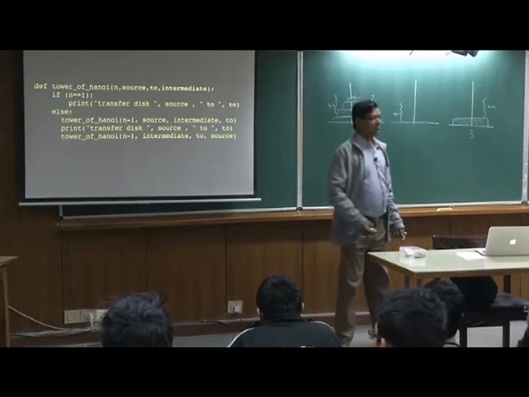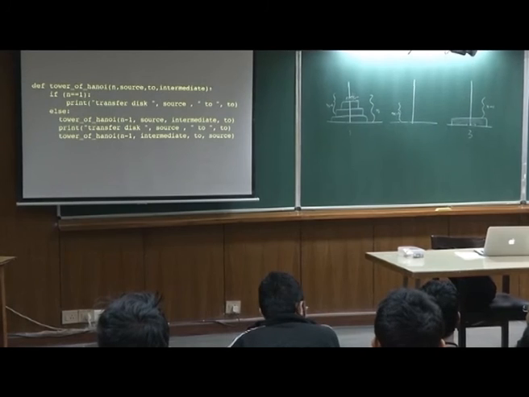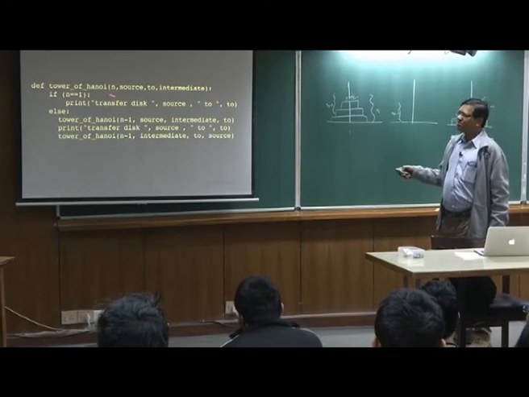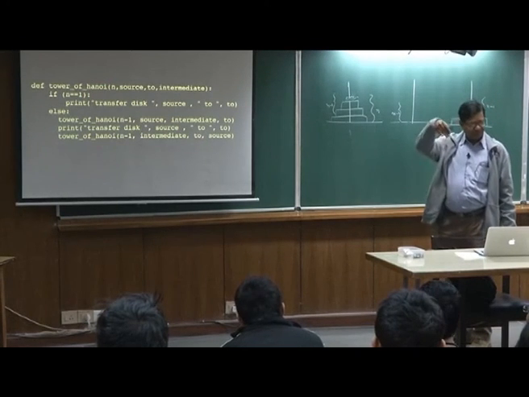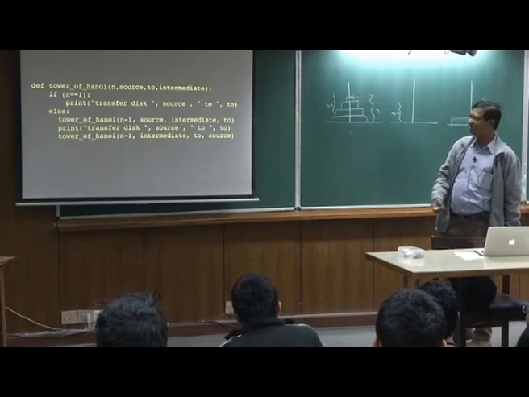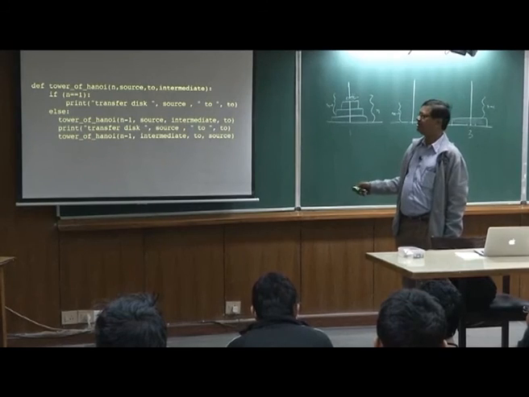Okay, so this is called recursion. If you know how to solve for n, you can solve for n minus 1. If you know how to solve for n minus 1, you can solve for n. You always have to stop somewhere, otherwise it will go into an infinite loop. It will keep calling and it won't quit.